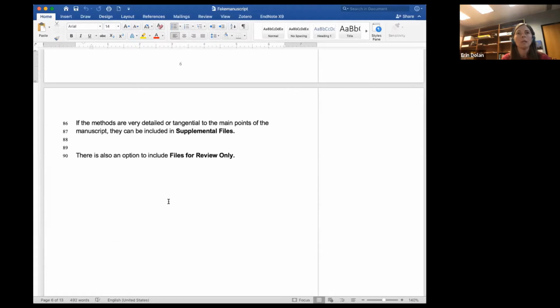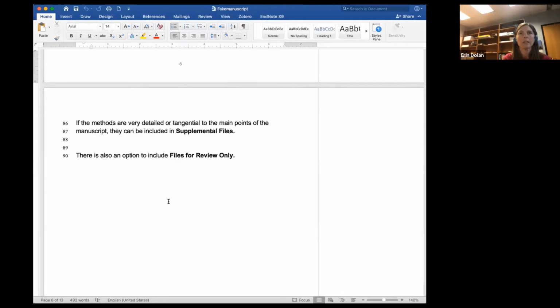Files for review only are also an option. Say, for example, you use a test to measure student learning, and you would like to keep that test confidential so that you can continue to use it to measure student learning and you don't have to worry about it getting out on the web. There's an option to include files for review only, and those will be available to reviewers and to editors, but not ultimately published with the journal, with the manuscript.